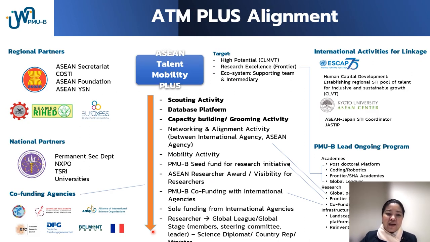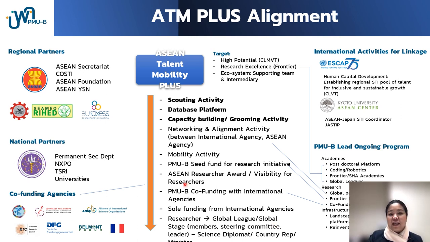So for PMU-B, just to tell you the truth, our funding is not a lot. So we try to link and align with other funding agencies or organizations with similar goals and mindset as well. For our young talent program, we want to have a few components. As I said before, we want to do scouting, provide a database, capacity building, mobility activities, seed funding for their research, and then hopefully maybe an ASEAN Researcher Award and co-funding with international agencies. So this is more like our track of programs of what we want to do.